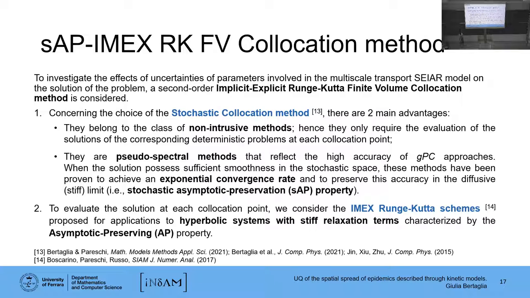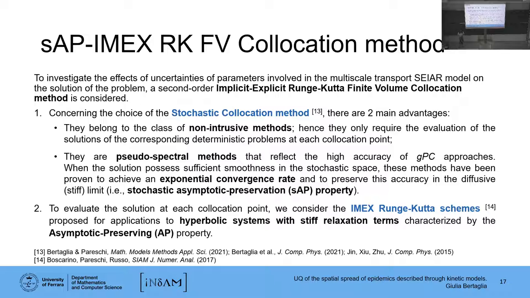So there are two main ingredients. The first one is the stochastic collocation method. And we chose this method. I know that you all know it, but we chose this method because of two main advantages. This is a non-intrusive method, so it permits us just to evaluate the solution in a deterministic setting at each collocation point. And at the same time, with respect to a Monte Carlo method, it has a pseudo-spectral convergence, an exponential convergence rate, because it reflects the high accuracy of generalized polynomial chaos approaches.